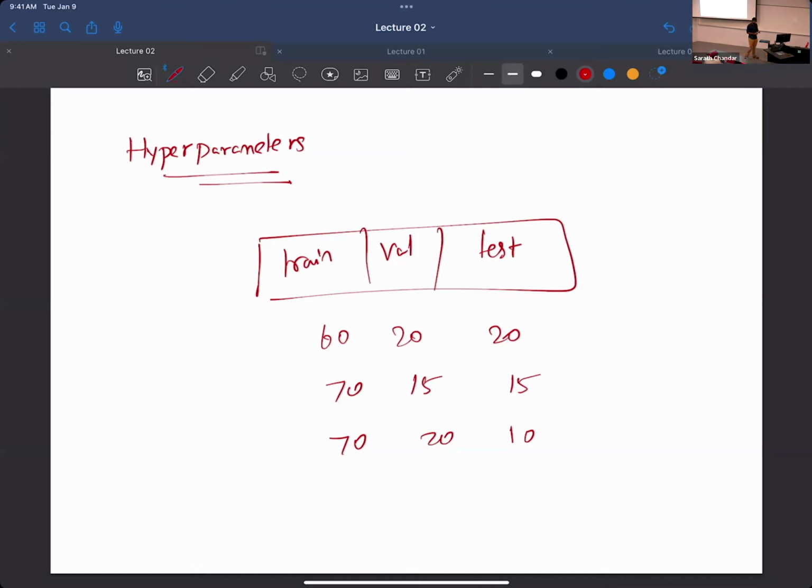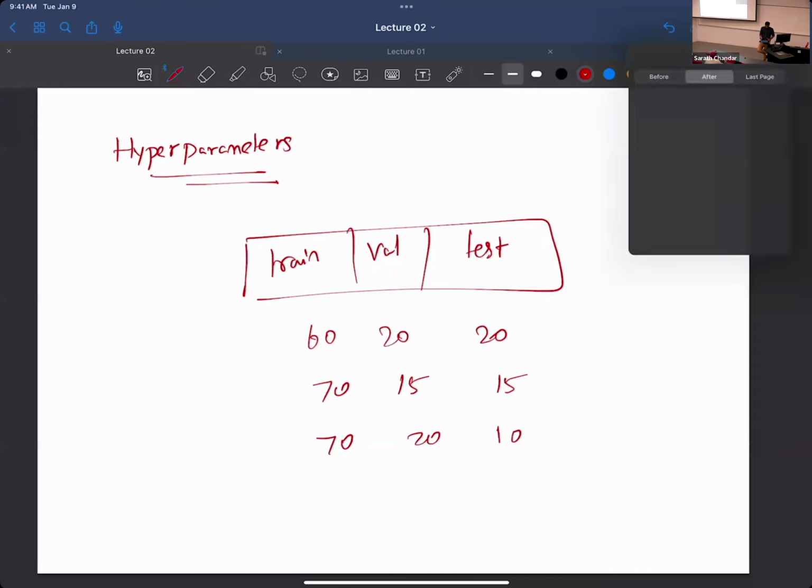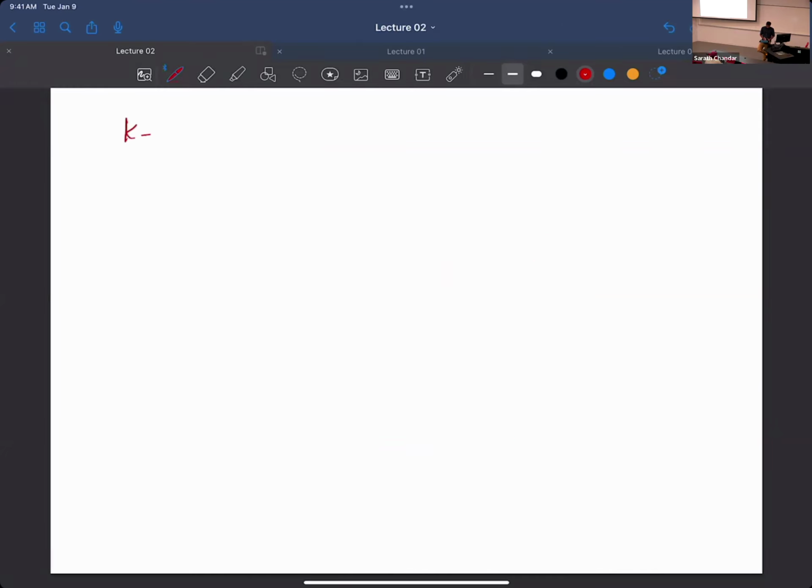What can we do? Yeah. You just repeat this several times. You repeat the sampling process several times so that if one of them is bad because you're not lucky, on an average, you get a reasonable performance, right? So this is the idea behind what people commonly call k-fold cross-validation.